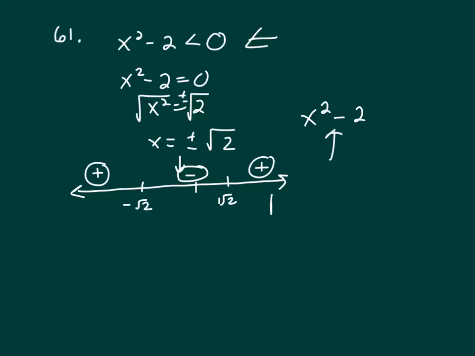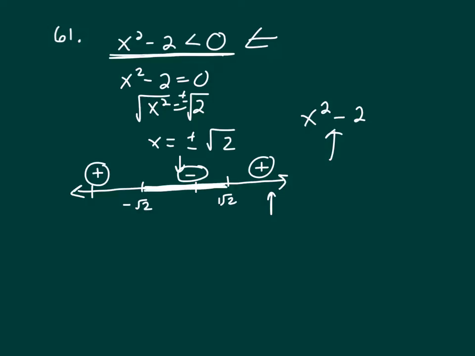But you could check it. Let's take the number 3, which is up here somewhere. 3 squared minus 2. 9 minus 2 is positive. Down here, negative 3 squared is positive 9. 9 minus 2 is positive. So these are all the places, because we're trying to find all the values of x that are less than 0. So this is the pieces in here that make it less than 0.